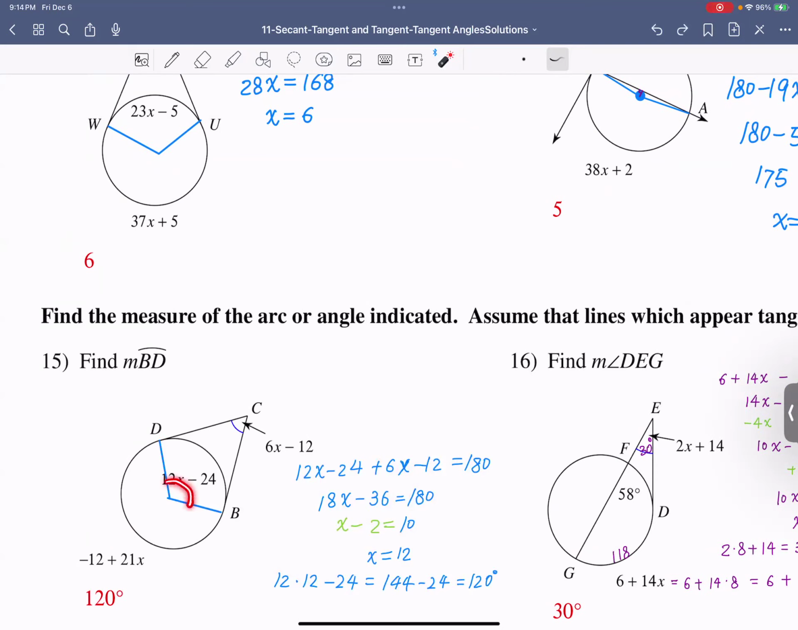Make this angle plus this angle equals to 180. This is 90. Make this equals to 180. So combine 18, combine negative 36. And I like to divide everybody by 18. This divided by 18 is 1. Divided by 18 is 2. Divided by 18 is 10. So x is 12. And then you plug in there to solve arc BD.